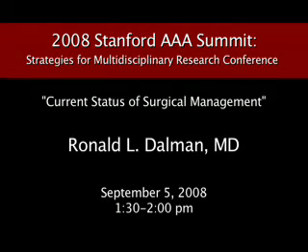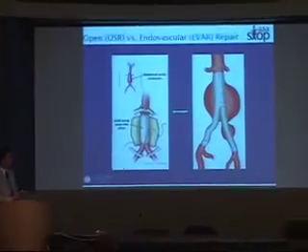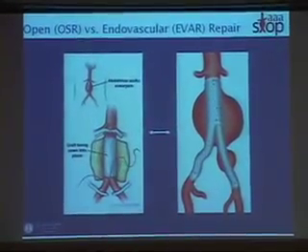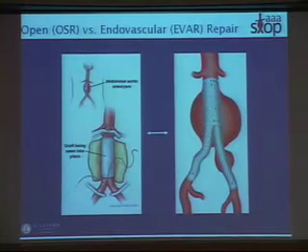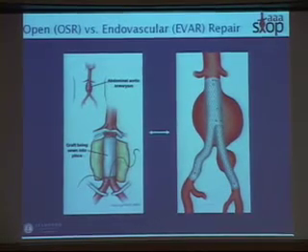So currently, as I think many have alluded to during the last 2 days, there's basically two different ways to repair abdominal aortic aneurysm surgically. The endoaneurysmorrhaphy technique, originally described by Creech, has been a staple in the United States for 50 plus years.